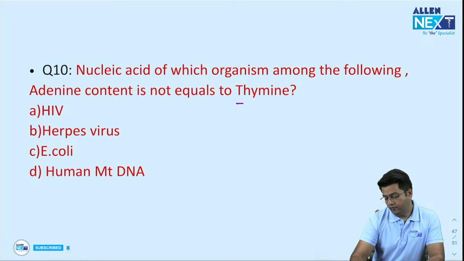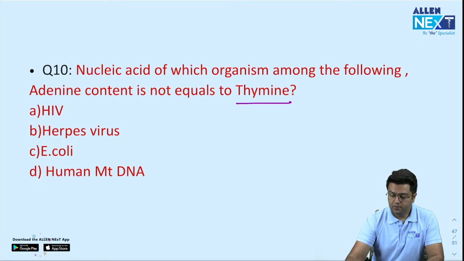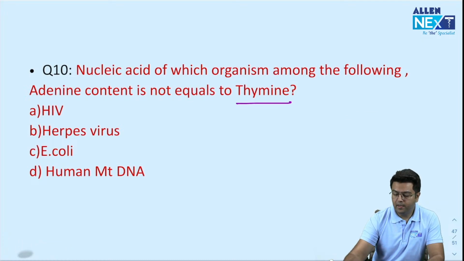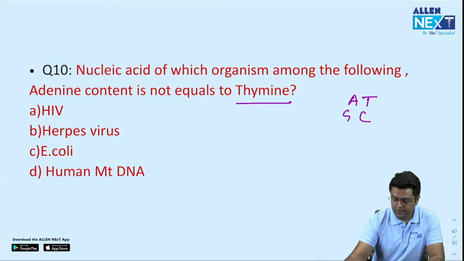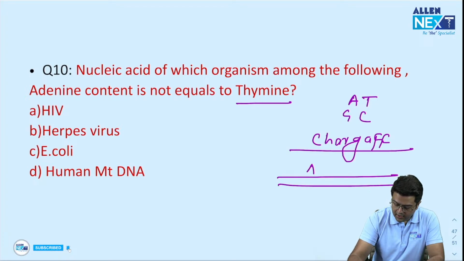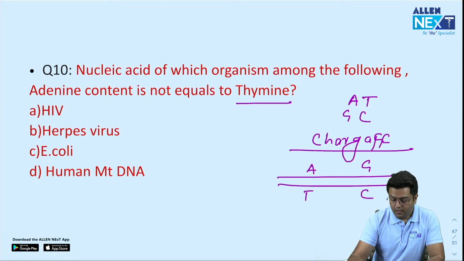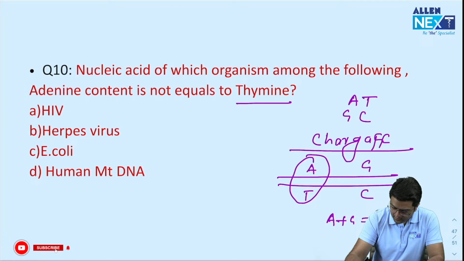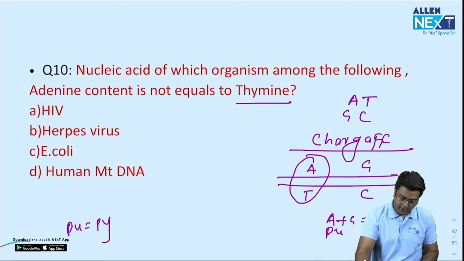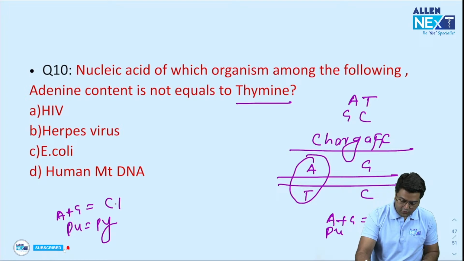So guys, obviously we can look for two things. First of all, this question is based on Chargaff's rule. Not exactly Chargaff's rule, but the Watson and Crick base pairing, right? The base pairing is A-T and G-C. And in Chargaff's rule, we all know that in double-stranded DNA, A binds with T and G binds with C. So A should always be equal to T, and A plus G, that is purines, is equal to C plus T, that is pyrimidines.